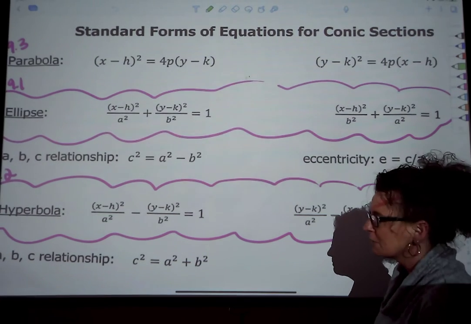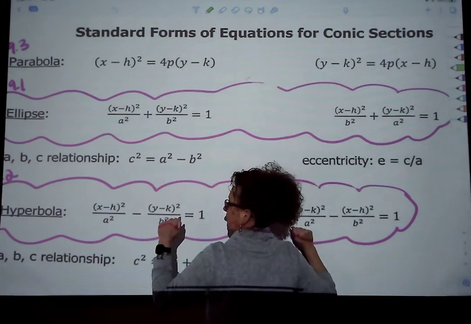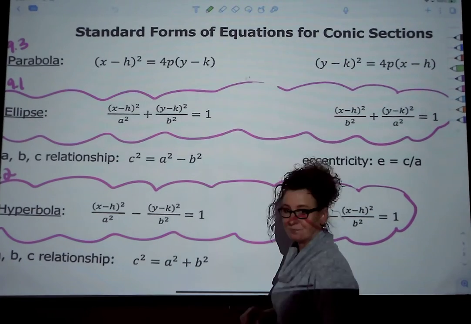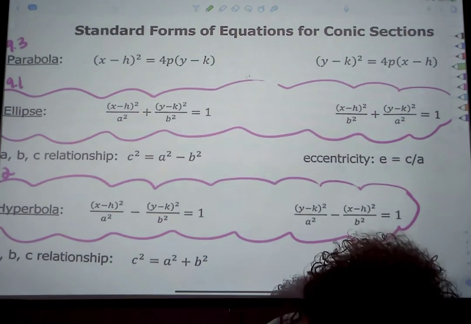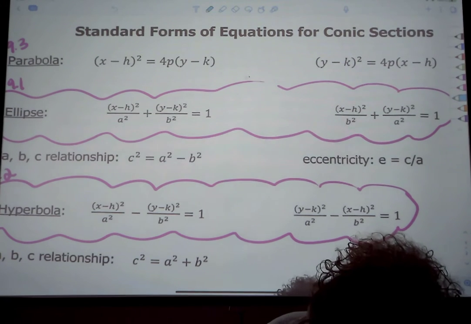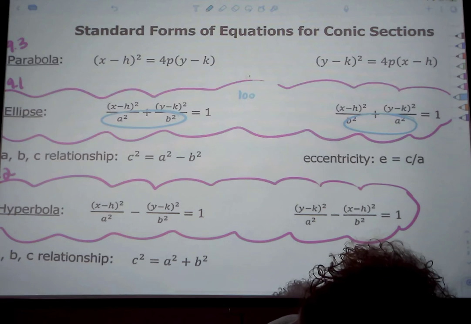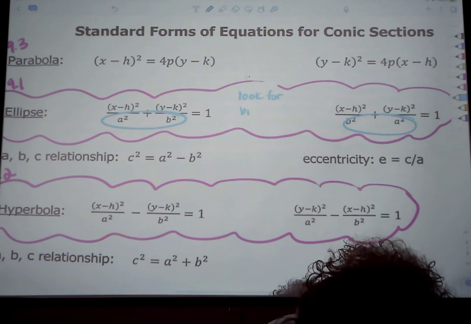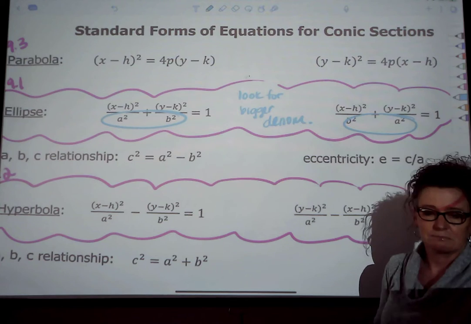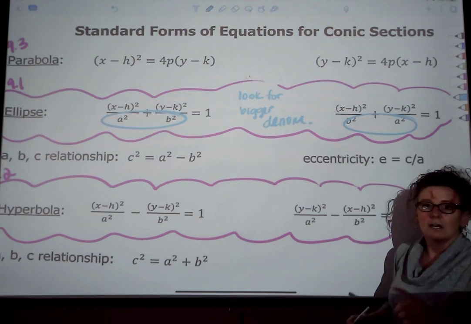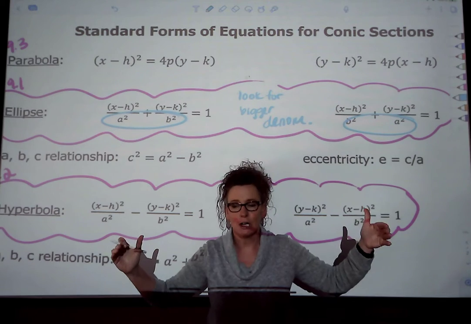They are so similar. Here's the biggest difference. In an ellipse, these are pluses. In a hyperbola, these are minuses. In an ellipse, you're going to look for the bigger denominator. That tells you how it's positioned. Look for the bigger denominator.